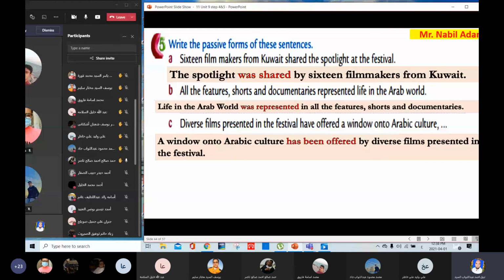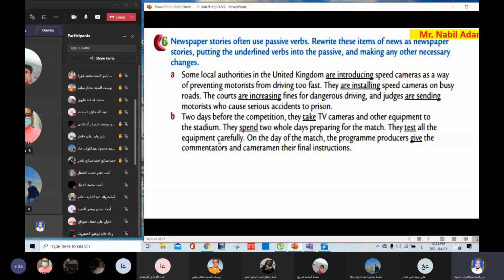Here, in newspapers, tourists often use passive verbs. As we saw in the video, if someone is talking about his bike being stolen and reporting it at the station, what does he use? He uses the passive in informal language. He's reporting about his stolen bike. So we use the passive verbs in formal language rather than the active voice. So in newspaper stories, we often use the passive verbs. You are going to change these sentences into passive. Pay attention to underline the verbs.